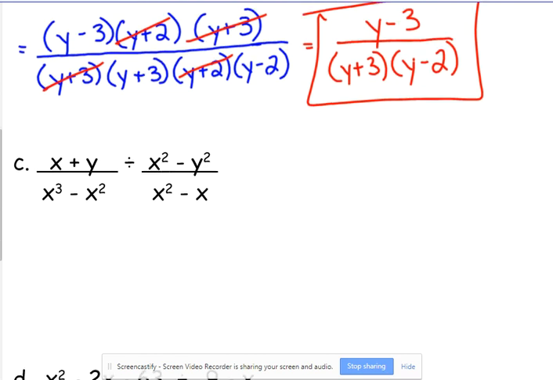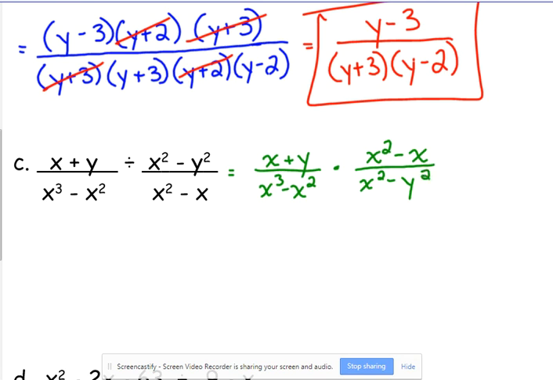Do one that doesn't have any numbers. Just variables. X's and Y's. X plus y over x cubed minus x squared divided by x squared minus y squared over x squared minus x. So, turn it into multiplication, flip the second one over. And let's start factoring.